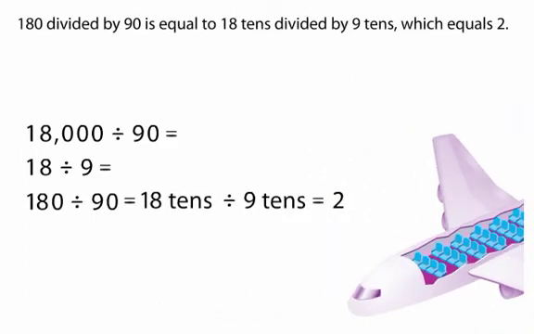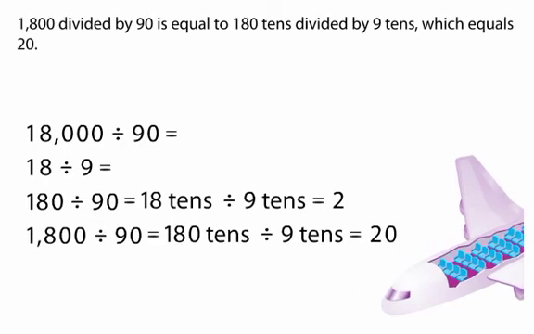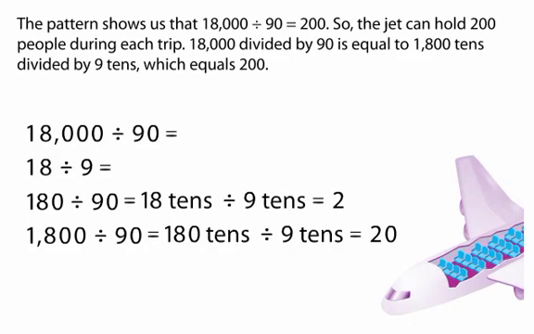180 divided by 90 is equal to 18 tens divided by 9 tens, which equals 2. 1,800 divided by 90 is equal to 180 tens divided by 9 tens, which equals 20. The pattern shows us that 18,000 divided by 90 equals 200.